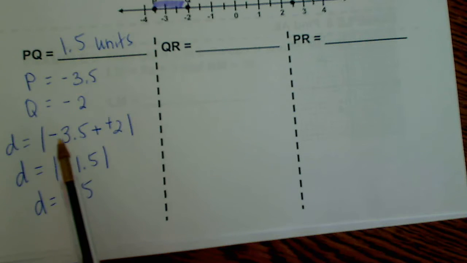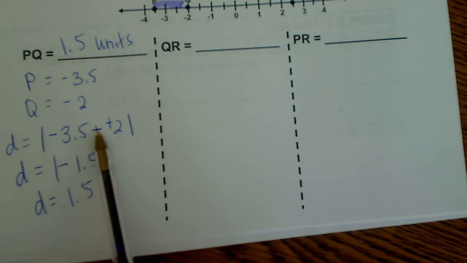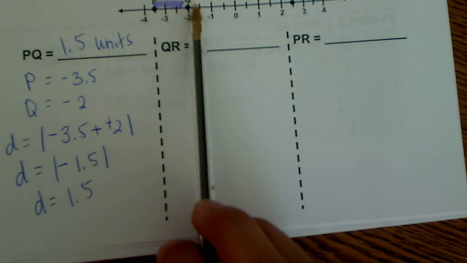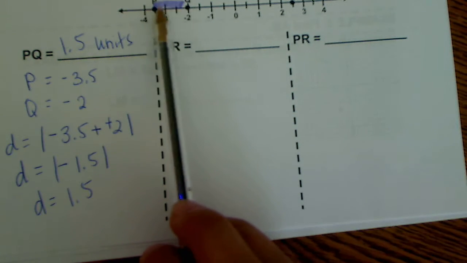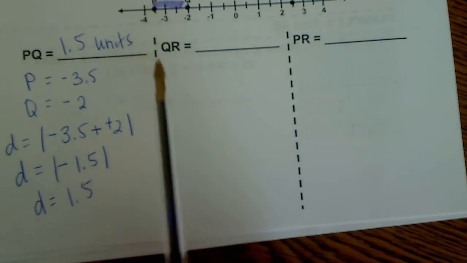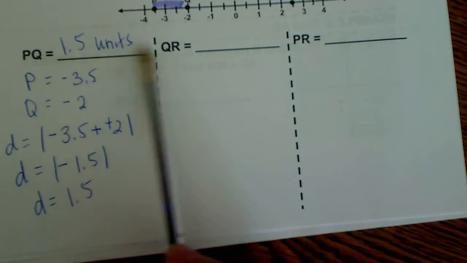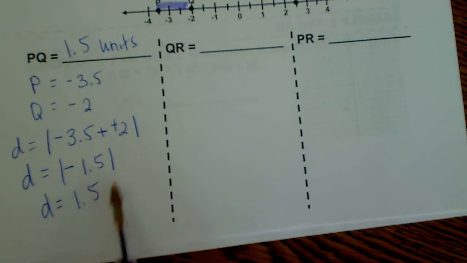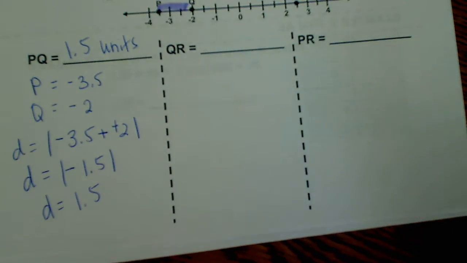Okay, so again, you had -3.5 minus a -2, which becomes -1.5. As you can see, they're 1.5 units away from each other. And that's where you get that. The absolute value of -1.5 is +1.5.